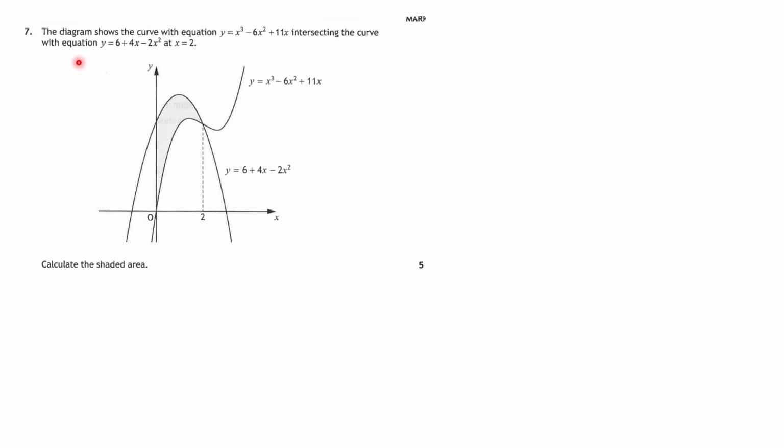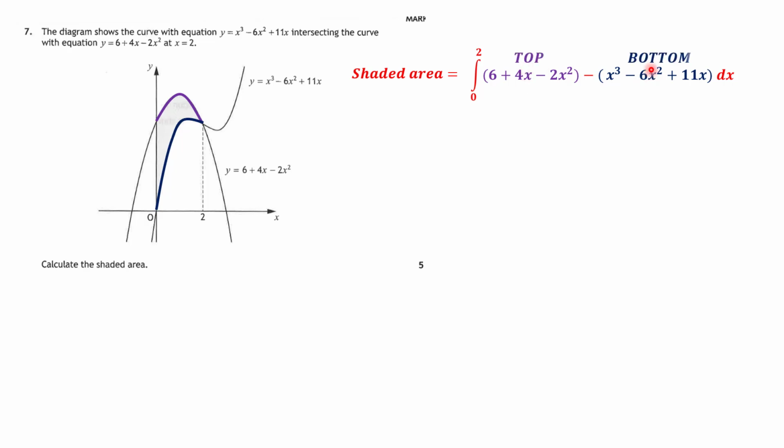Question 7. We have two curves that intersect at x equals 2 and we want to calculate the shaded area. So we have a top function here and a bottom function here, and we want this area between them. So the shaded area is going to be given by the integral from 0 to 2 of this equation take away that equation. The first one is the top function and the second one is the bottom function. The top here and the bottom there.